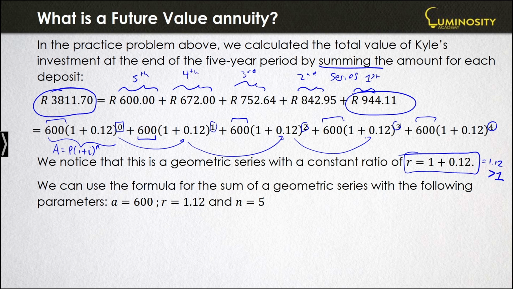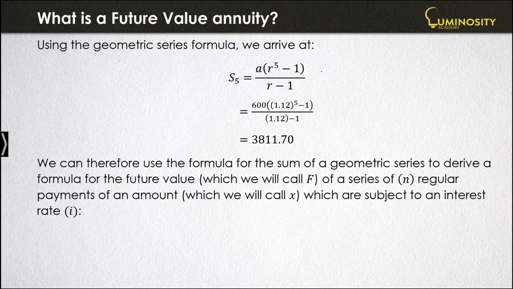All right, so we can use the formula for the sum of a geometric series with the following parameters. Your starting amount a is 600, your constant ratio is 1.12, and your n equals 5. So if I plug that into the sum formula, you see we get the correct amount without having to do that lengthy calculation. So if we just know the principal amount, the period that we're going to be investing, and the interest rate once you've done 1 plus i, then you can use the geometric series formula to derive this solution.